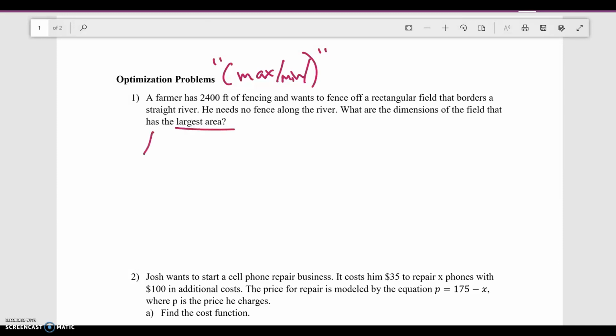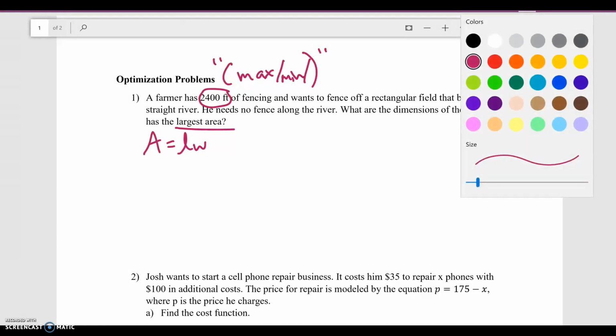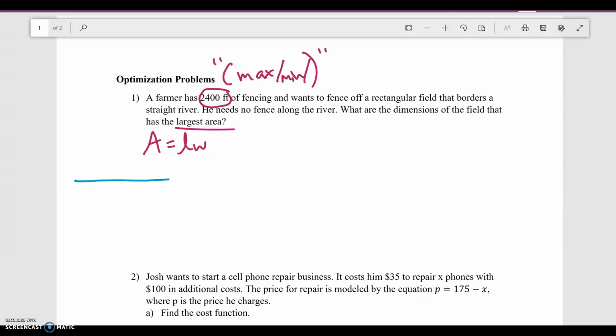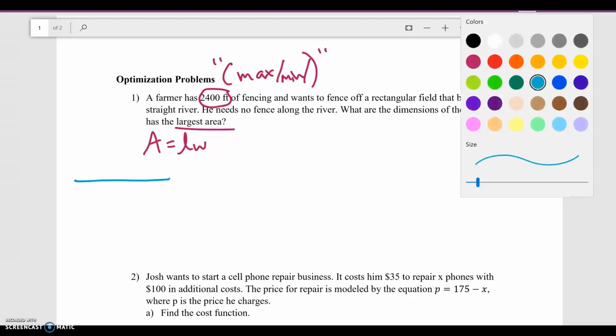So I know that the area is equal to the length times the width. Now notice that they didn't give us anything about area. I don't know what length and width are, because we want to figure that out. But I do have this 2,400. Now this 2,400 feet of fencing, well, if I have a river that is just straight, and then I want to figure out what is the maximum area.